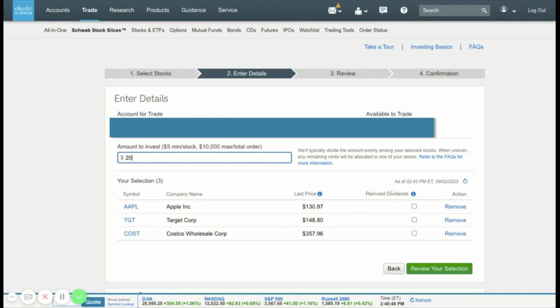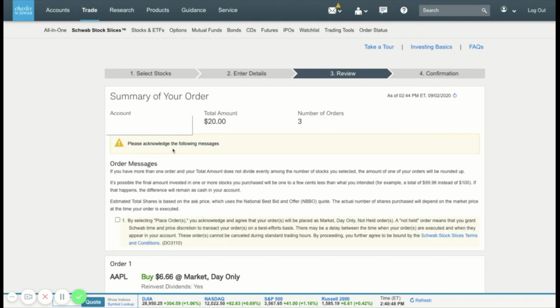But before I do that, I want to make sure I reinvest these dividends, let our money grow so our wealth can grow. And it says here, please acknowledge the following message. You have 3 orders, right? $20.